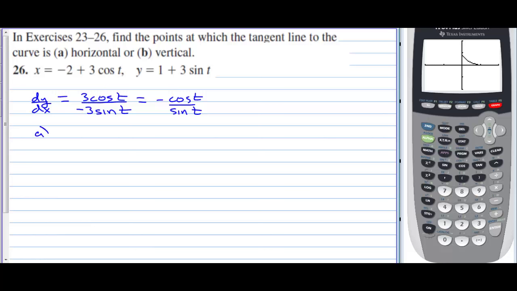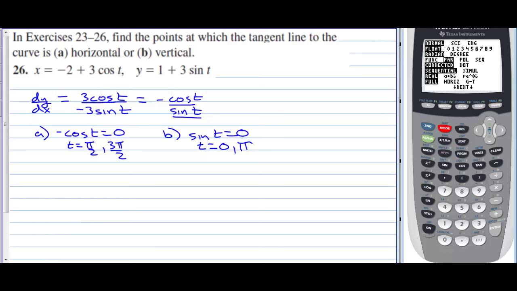So for letter A, we want to know where the tangent lines are horizontal. That's when the derivative is 0. So we want to know where negative cosine of t is equal to 0. And we'll just go one trip around, from 0 to 2 pi, and cosine is 0 at pi over 2 and 3 pi over 2. And for B, we want to know where sine of t is equal to 0, and that's at 0 and pi. Well, let's graph this real quick.